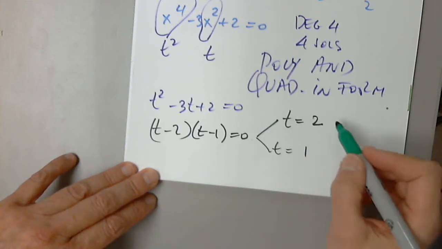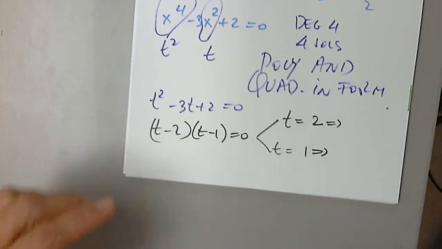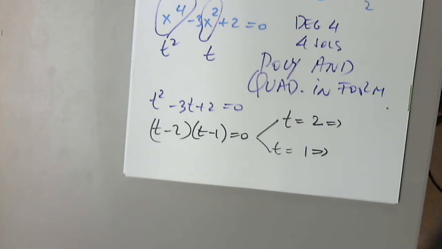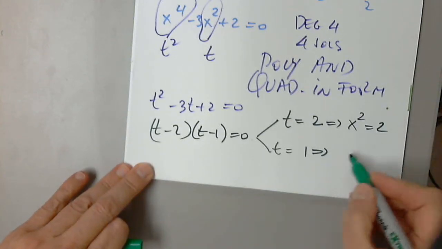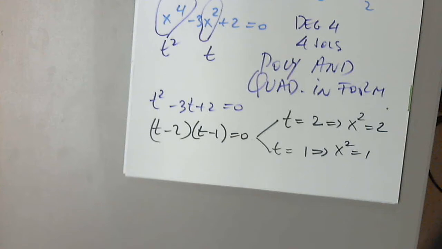Equals 2 and 1. But these are 2 new equations. T equals 2 doesn't mean anything. But x squared equals 2 is what we get from here, right? And x squared equals 1 is what we get from here.